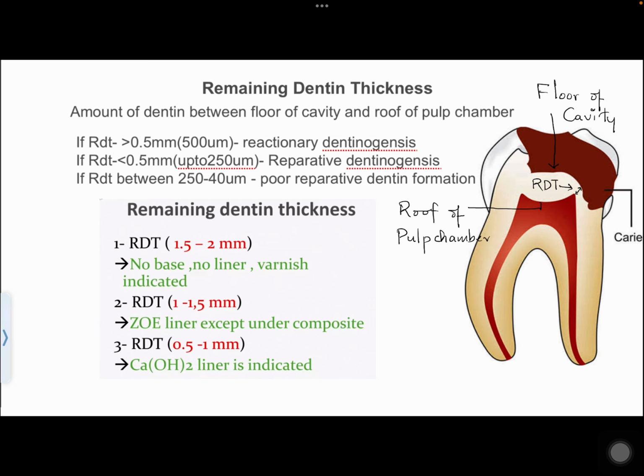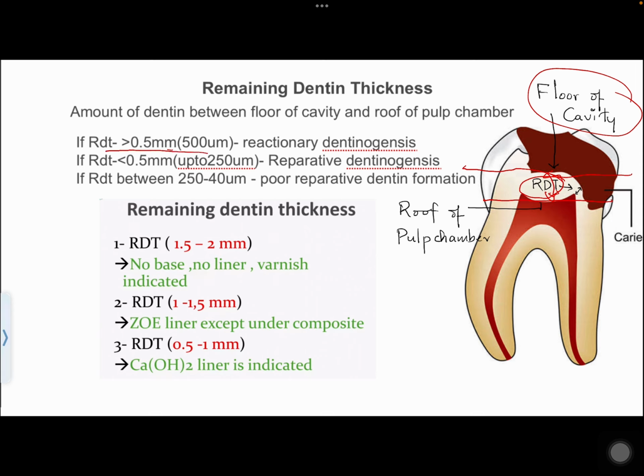Coming to the clinical aspects of dentinogenesis, the remaining dentin thickness. Remaining dentin thickness is the amount of dentin present between the floor of the cavity, that is the cavity we prepare after the caries has initiated, to the roof of the pulp chamber, and it is considered as remaining dentin thickness, that is RDT.